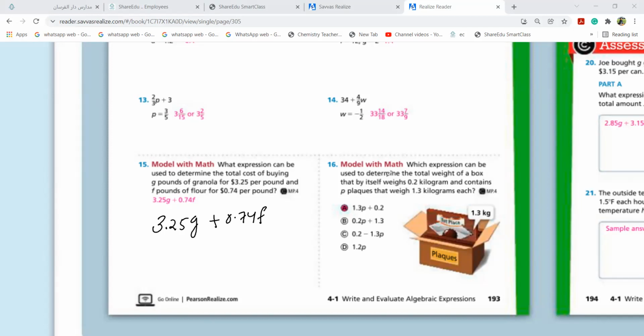Which expression can be used to determine the total weight of the box? Tell me the weight of the box. Here it is given as 1.3 kg each. But how many plates are there inside? P plates. So 1.3 multiplied by P means 1.3P plus, because the box is 0.2 kg. So you will just add the box. First, girls, check this and then add the weight of the box.